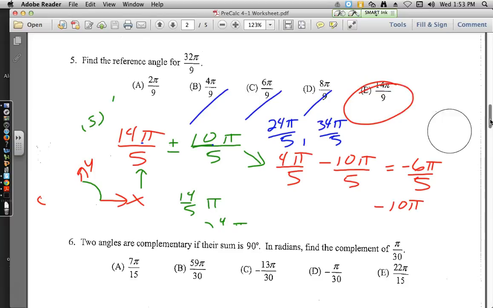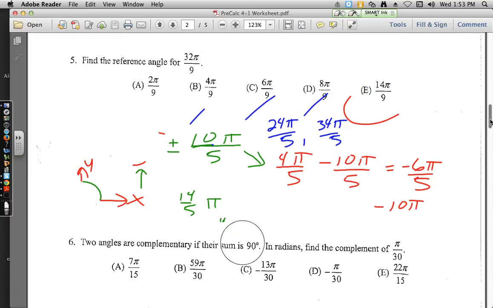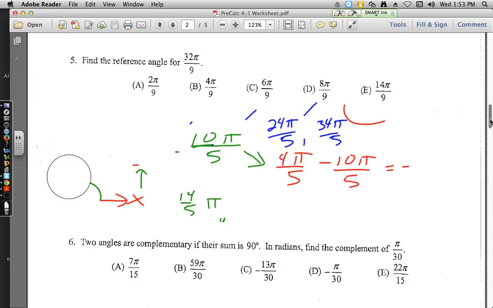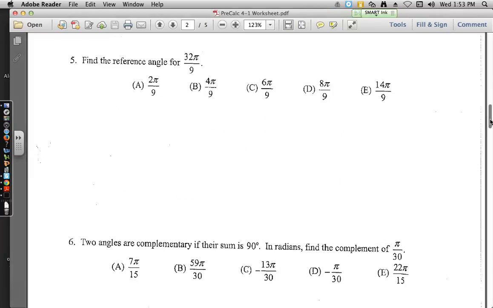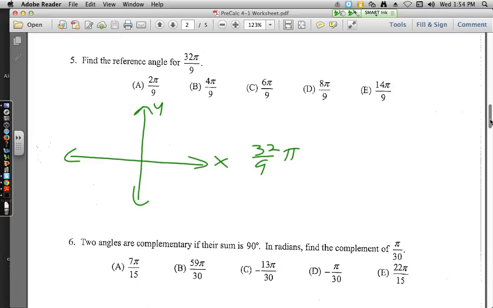And this one is looking at reference angles when we are talking about radians. And so what we want to do is make sure that we're able to understand that whole pi system that we have with radians. So we want our reference angle, and how I would start is just by drawing a picture. And we would want to think of 32 pi over 9 as 32 ninths pi to get an idea of how many times this is going to go a full circle.